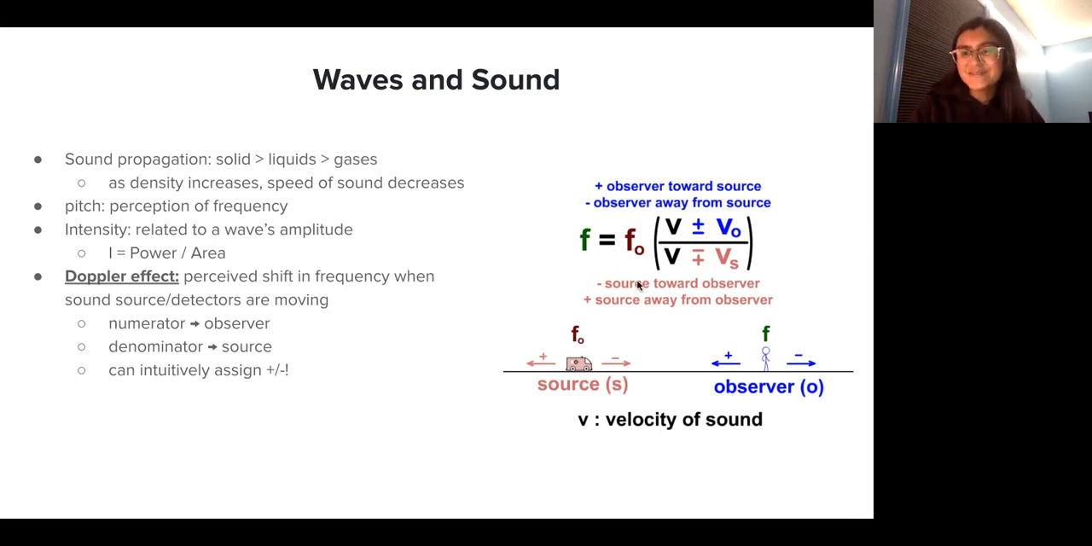Again, something to commit to memory. The numerator is related to the observer and the denominator is related to the source. And you can intuitively assign the plus and minus based on whether you expect frequency to increase or decrease as something's approaching. But this is also written out for you on here.